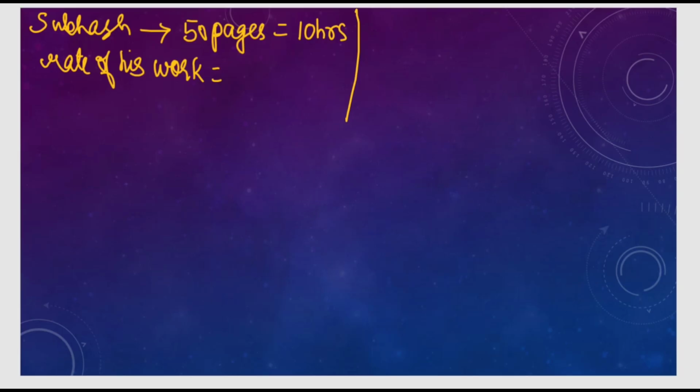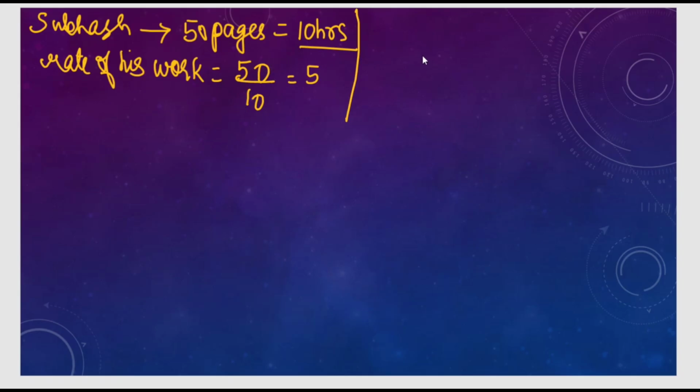What I am trying to say is that Subhash works, right? Subhash is working for 50 pages, and how many hours is he working? He is working in 10 hours. So the rate of his work will be 50 by 10, that will be 5. Rate always means pages divided by time, and gradient always means divided by distance. These are the two things.